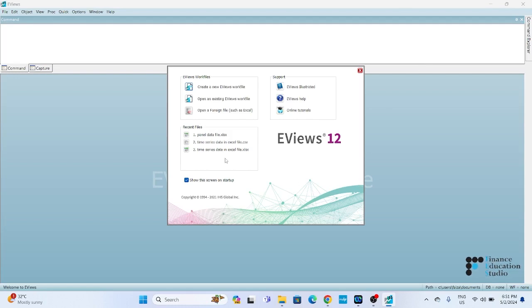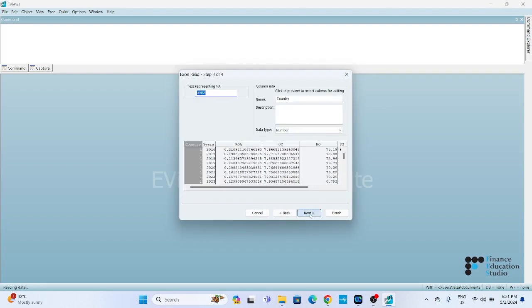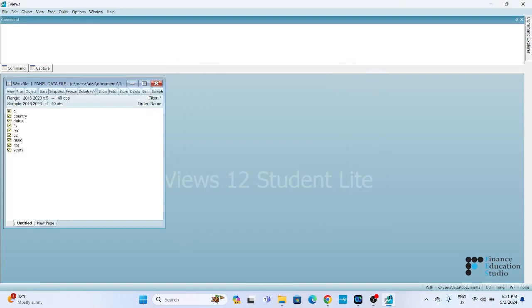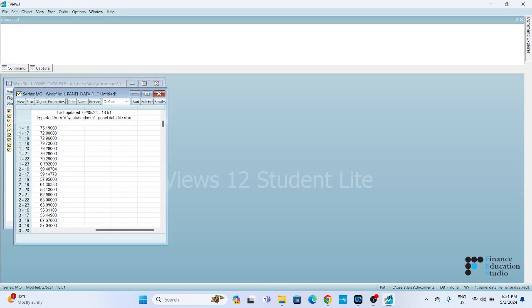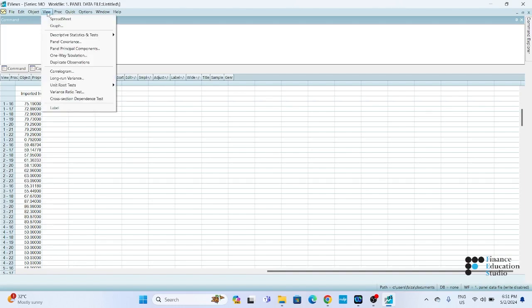In order to calculate unit root test for panel data, you must have panel data file saved in your eViews. Here this is our panel data. First you need to click on the variable. In order to calculate the unit root test for this panel data, you need to click on view, then click on unit root test.